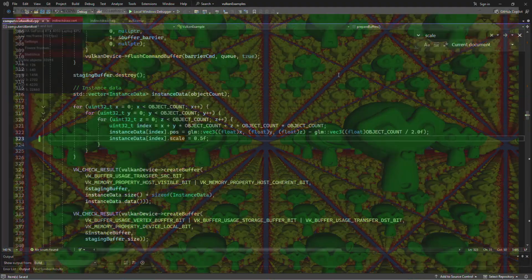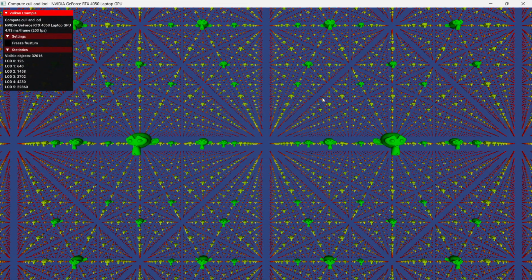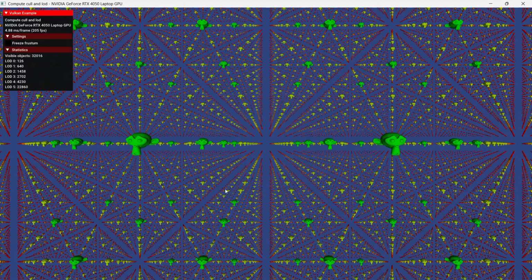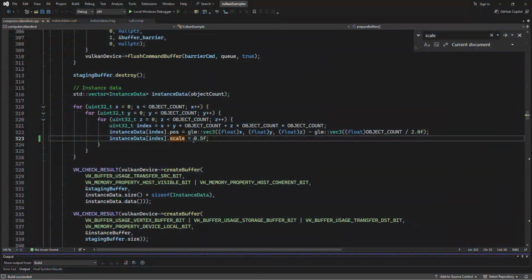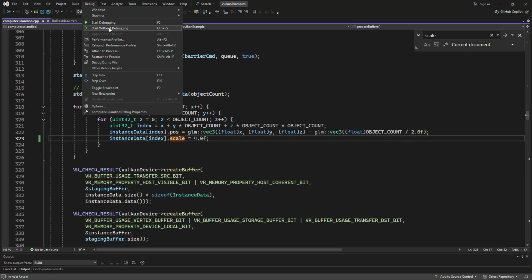Let us close this and rerun our application. I did this in a previous video, but it's relevant now, just so you guys follow along. As you can see, I didn't change anything. Now the objects collapse, because we have changed the instance data to a different scale. And again, it's instance data.